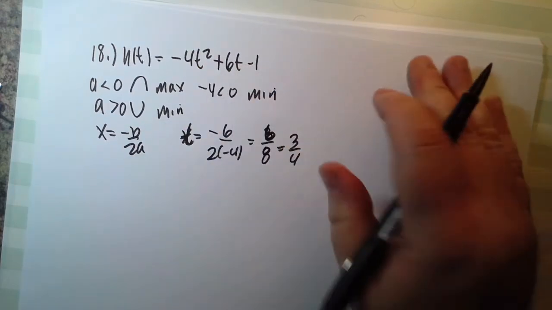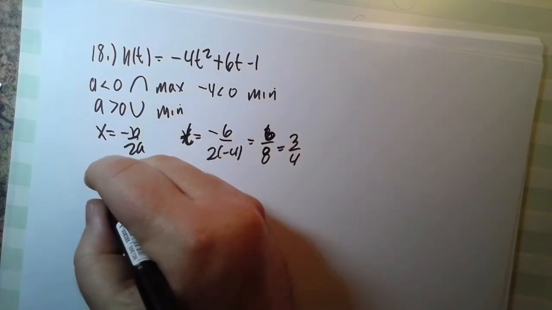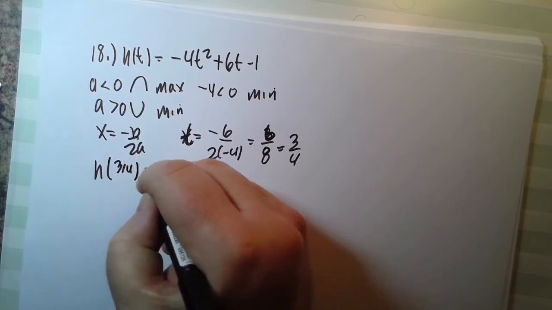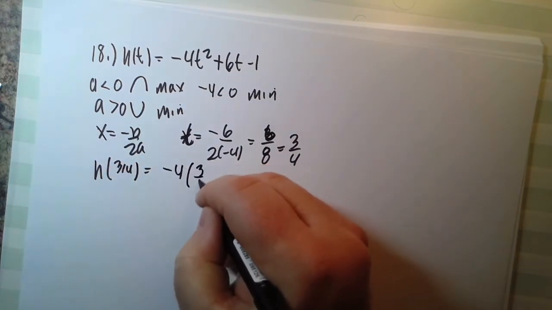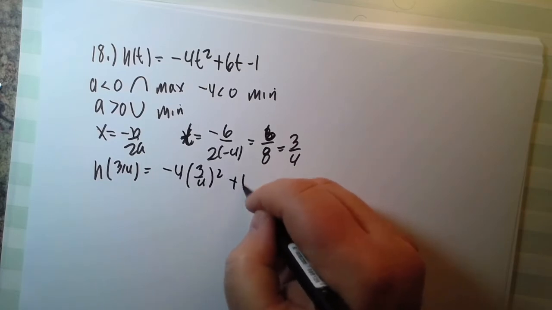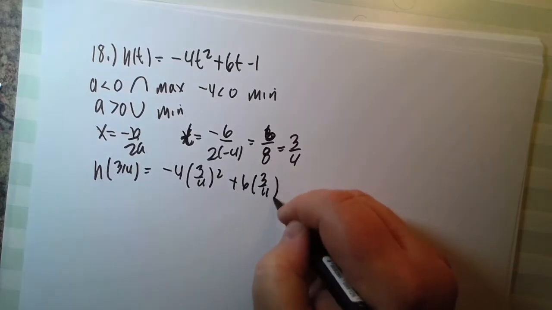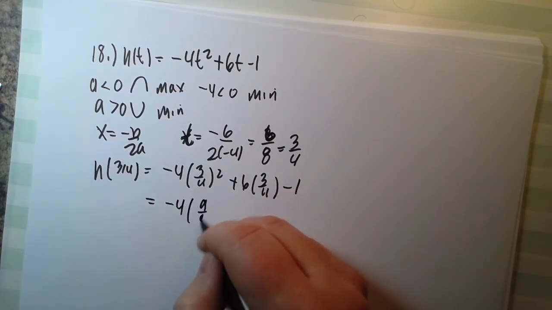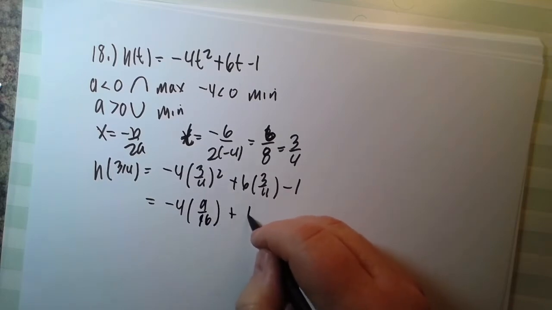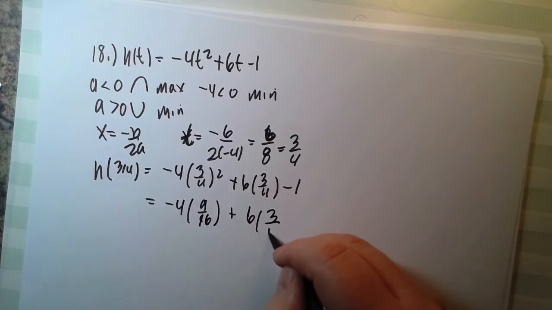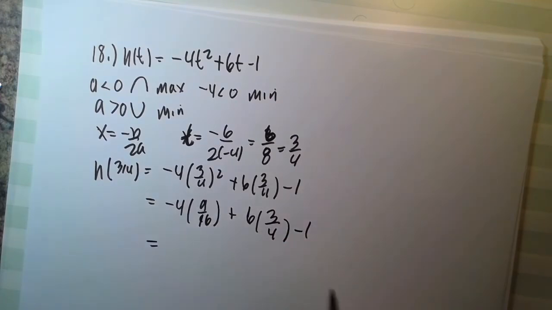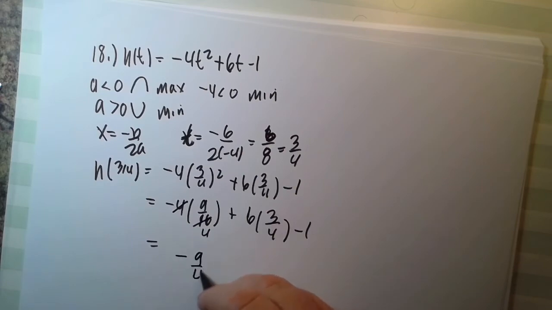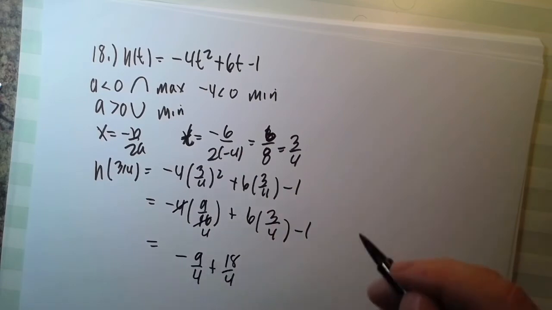Now if I want to know what the value, in this case the maximum value, is, I just plug in 3/4. So that'd give me minus 4 times 3/4 squared plus 6 times 3/4 minus 1. This would give me minus 4 times 9/16 plus 6 times 3/4 minus 1. This 4 divides in with one of those, so I get minus 9/4 plus 18/4 minus 1.